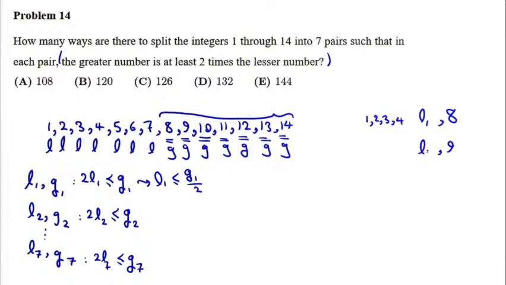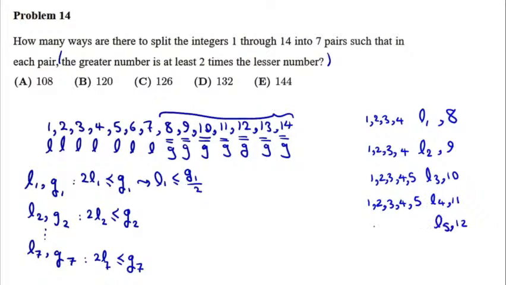If you consider 9 for L2, L2 is at most 9 over 2. It can be only 1, 2, 3, 4. L3, 10. L3 is at most 10 over 2, 5. So it can be 1, 2, 3, 4, 5. L4, 11, is at most 5. L4 can be these numbers. L5, 12. L5 can be 1, 2, 3, 4, 5, 6.